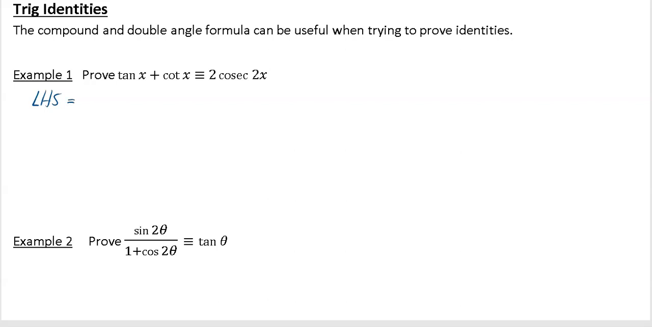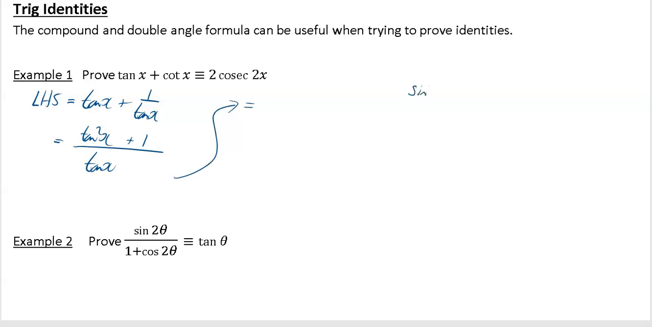So my left hand side was tan x plus cot x. I'm going to write this one as tan x plus 1 over tan x. And all I'm going to do here is take a common denominator of tan. So that would be 1, and then the left part of it is going to be tan squared. So tan squared plus 1 all over tan x. Okay, I've got tan squared plus 1.